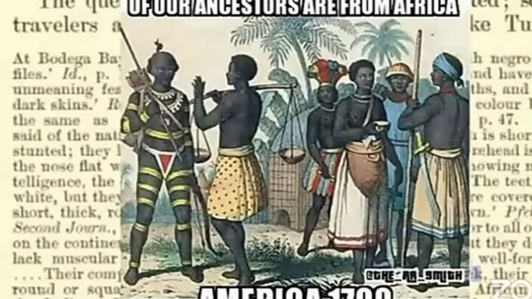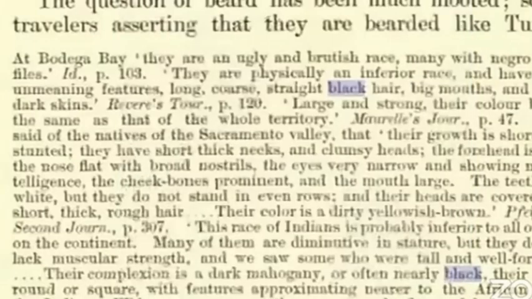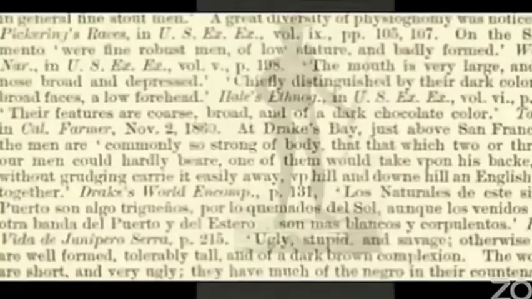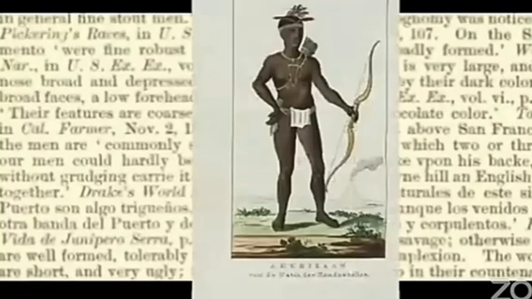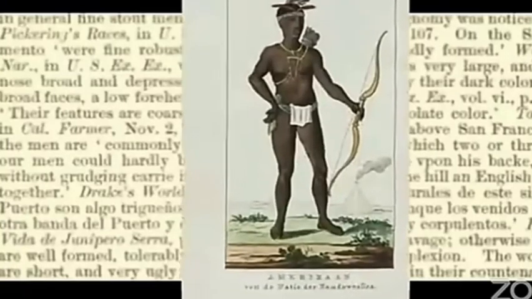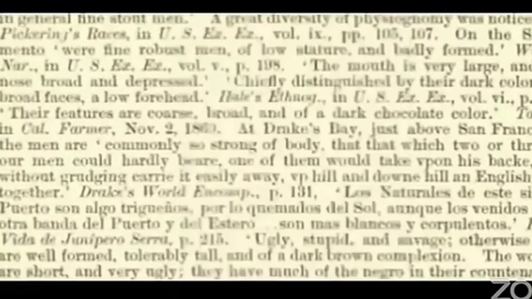All right? This is in a historical, anthropological account book from this scholar. And he's actually using other sources here, not just his source. The mouth is very large, and the nose broad and depressed, chiefly distinguished by their dark color. All right, they're chiefly distinguished by their dark color. Broad faces, a low forehead.